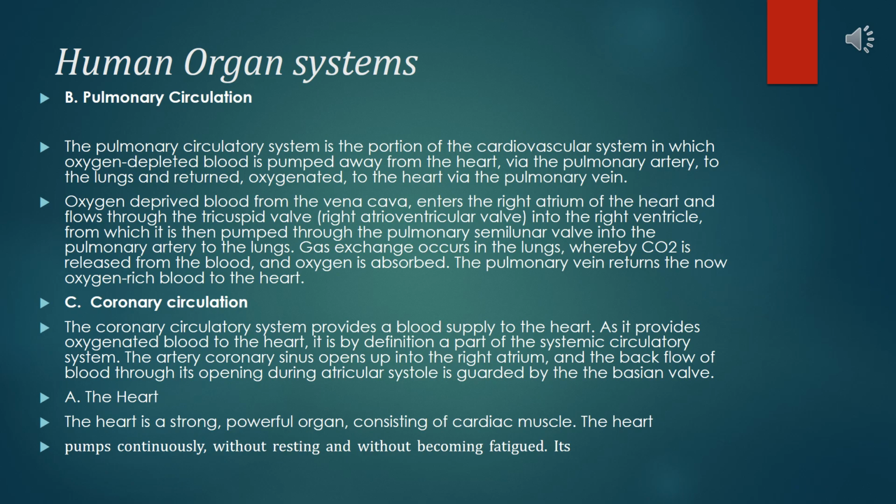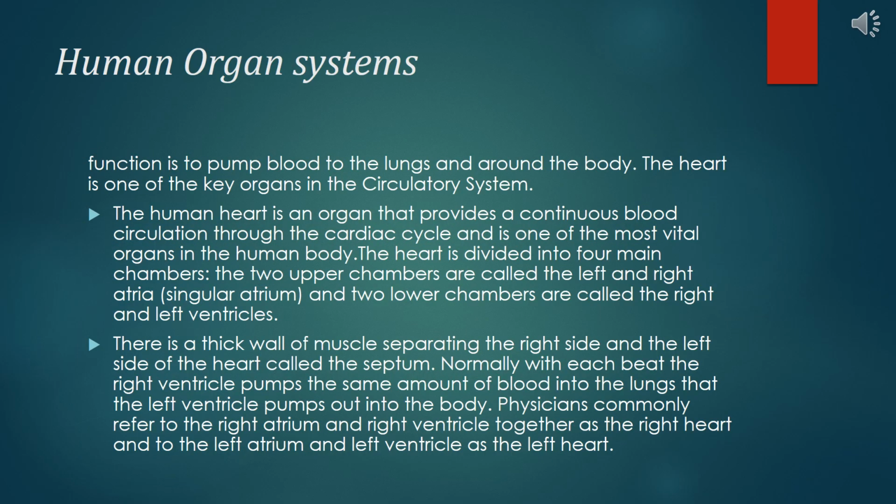The heart is a strong, powerful organ consisting of cardiac muscle. The heart pumps continuously without resting and without becoming fatigued. Its function is to pump blood to the lungs and around the body. The heart is one of the key organs in the circulatory system. The human heart is an organ that provides a continuous blood circulation through the cardiac cycle and is one of the most vital organs in the human body.